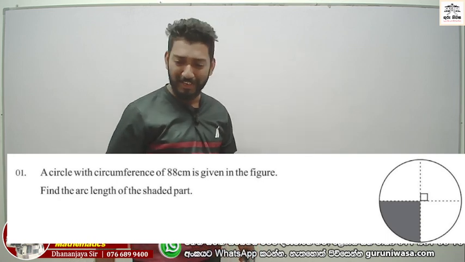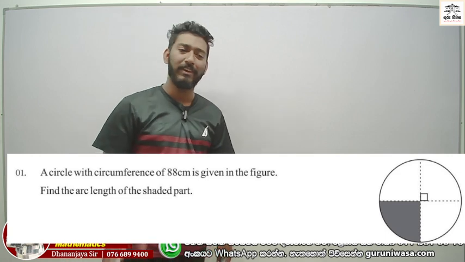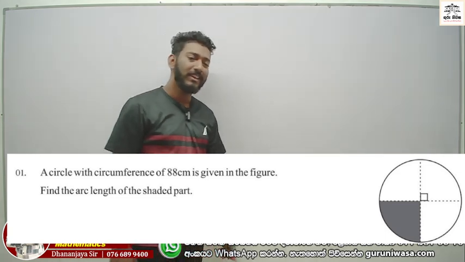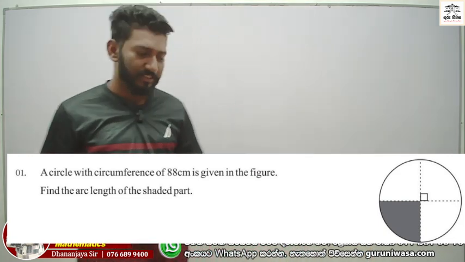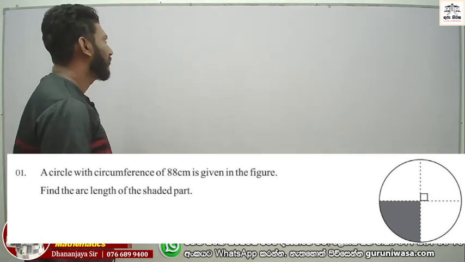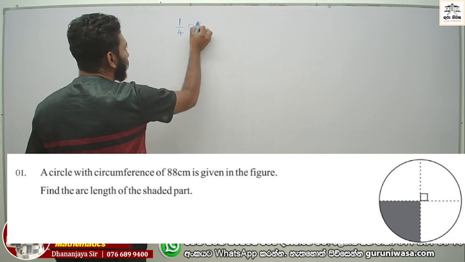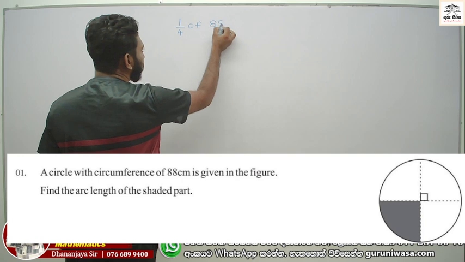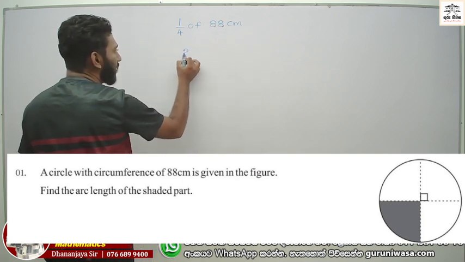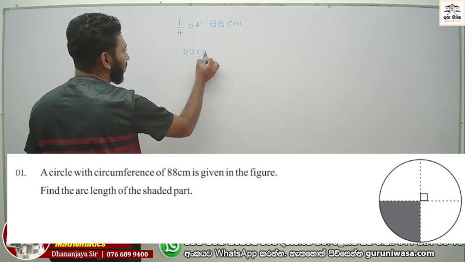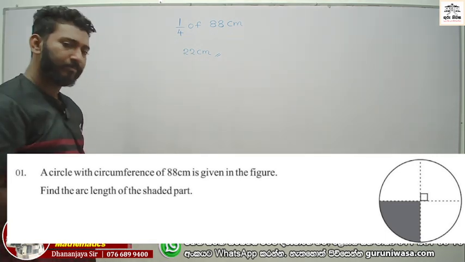Situ, give the answer. Let's see the answer, Situ. That's a very easy question. Yes, 1 over 4. Therefore, 88 is the whole circle, then you have to divide by 4. Or you can write 1 over 4 of the whole circle. That's the circumference, 88 centimeters. Now 4 times 1 and 4 times 22. Now you can write the answer. Therefore, the arc length should be 22 centimeters. Well done.